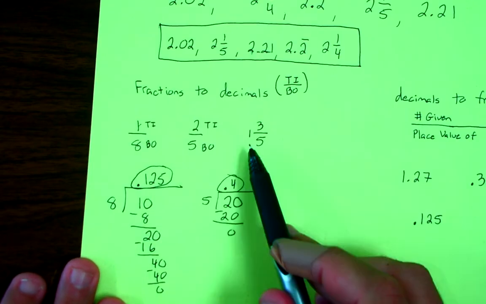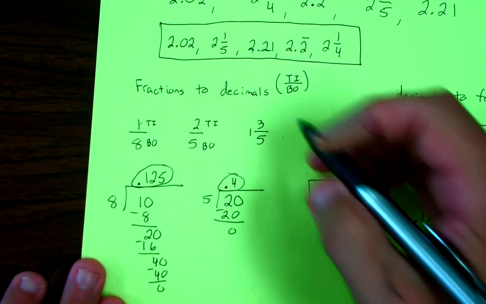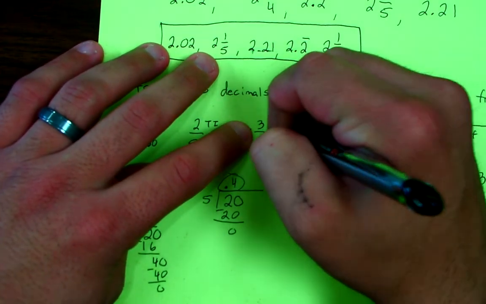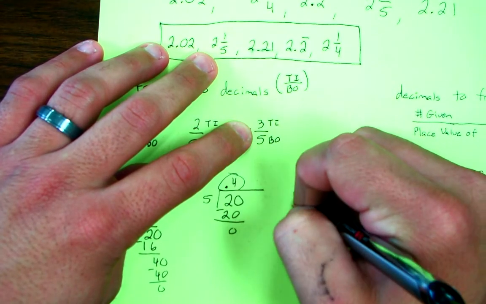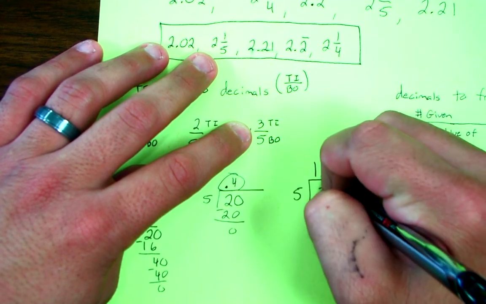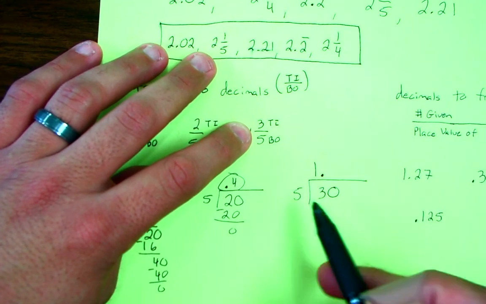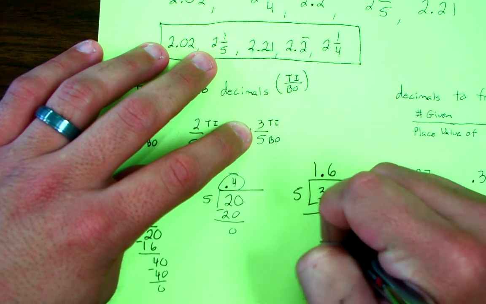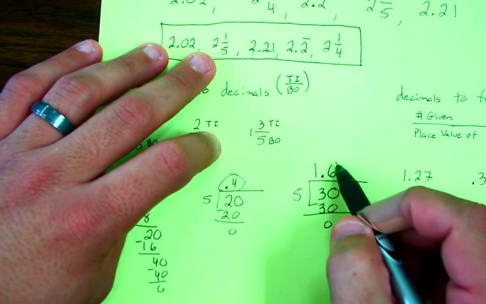This time I have a whole number. The whole number goes up top. And now top in, bottom out, just with the fraction. Can 5 go into 3? No, so you put your decimal behind the whole number, add your 0. 5 can go into 30 6 times. Notice there is no remainder, so 1 3/5 is the same as 1.6.